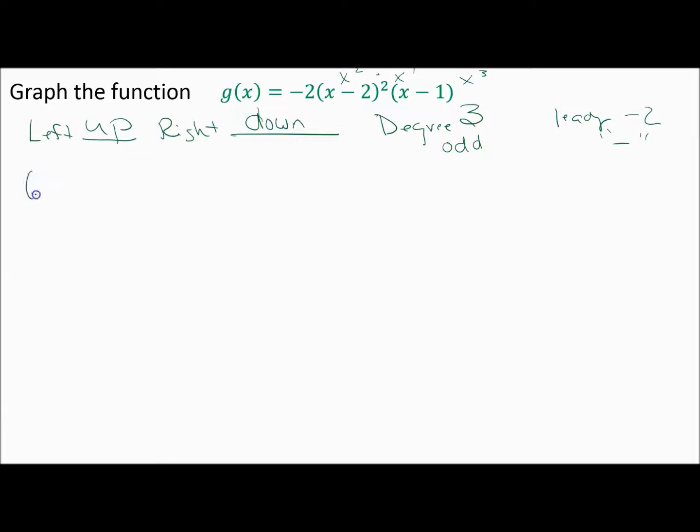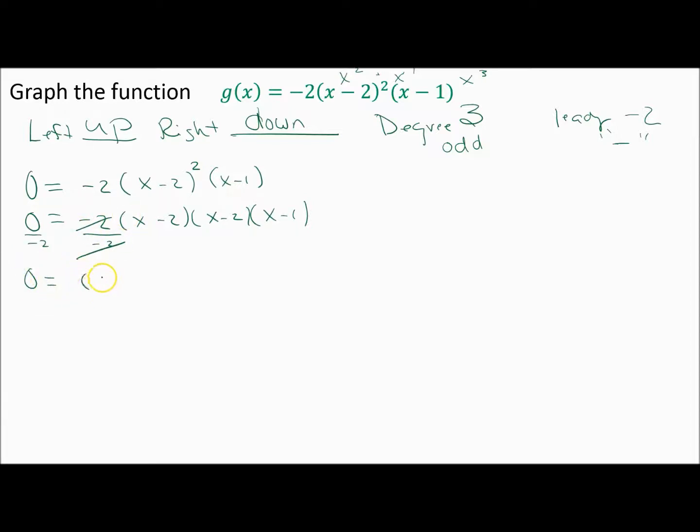Next thing, you want to calculate zeros. So you have 0 equals negative 2 times x minus 2 squared times x minus 1. You could write that out further as negative 2 times x minus 2 times x minus 2 times x minus 1. Remember, a constant in the front does not give us a 0. To prove that, you can just divide both sides by negative 2, and it simply disappears. You don't have to show me that step. You can just ignore the negative 2 in the front.